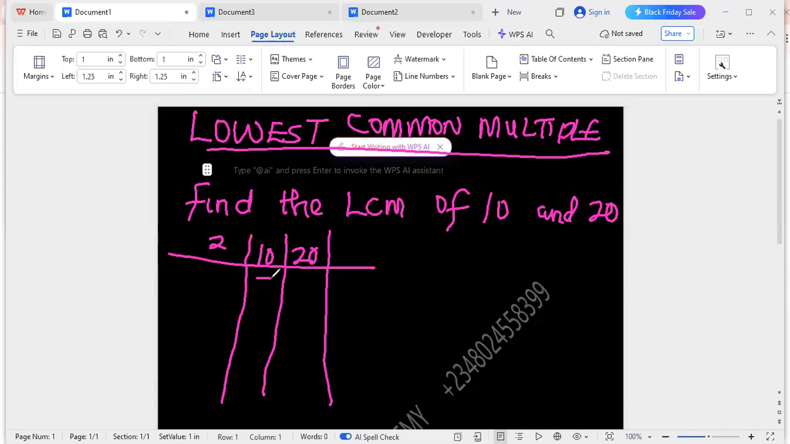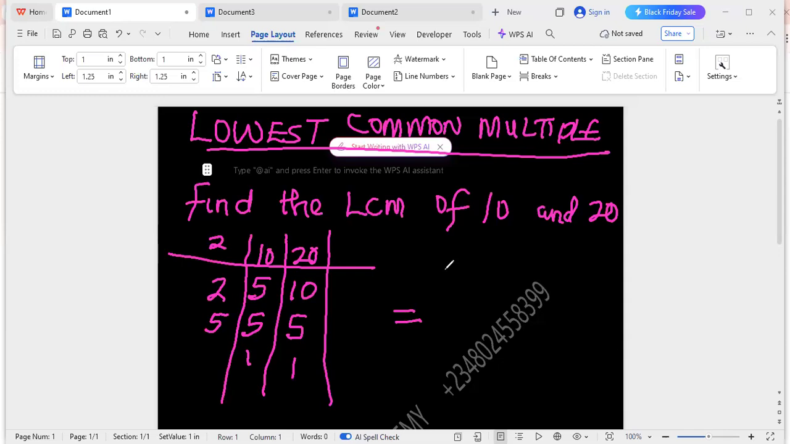So 2 in 10, that is 5. 2 in 20, that is 10. We still make use of 2 again. 2 divide 5, that is impossible. We write 5. 2 in 10 will give us 5. So looking at it now, what are we going to use? We make use of 5. 5 divide 5 is 1, and this is 1.